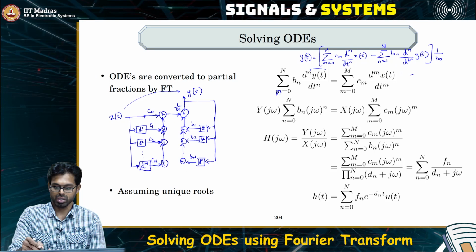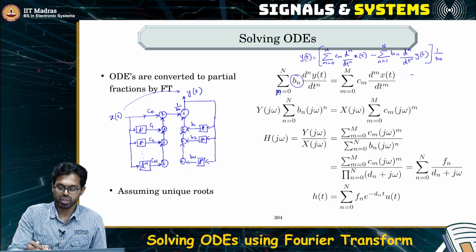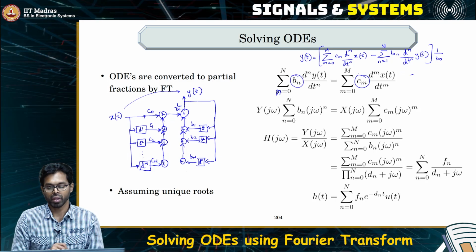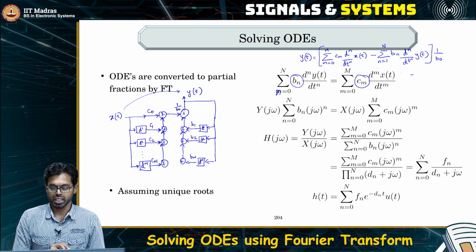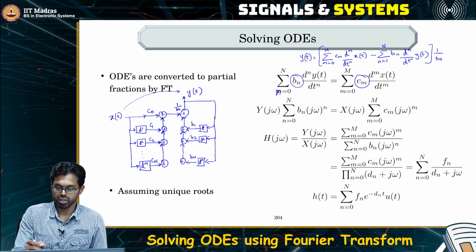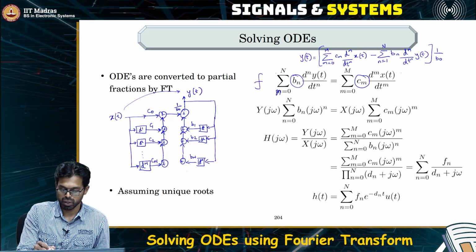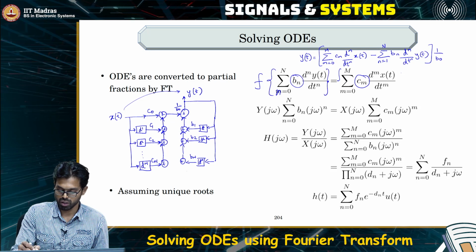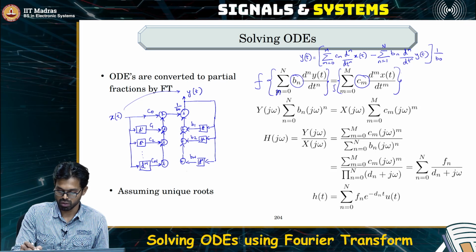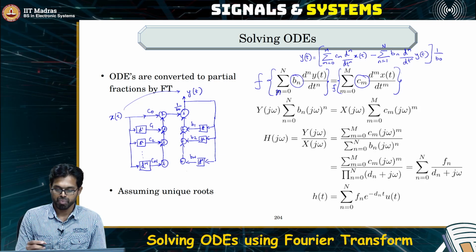Now we have to solve this equation. It is assumed that we know these coefficients Bn and Cn. Once we know these coefficients, what do we do? First, take the Fourier transform on both sides. So apply the Fourier transform here as well as here. If we apply the Fourier transform, what do we get?